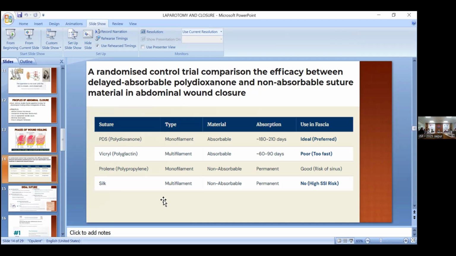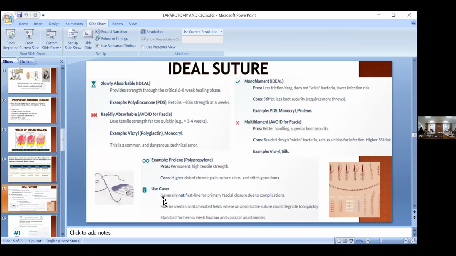From the RCT, they concluded that an ideal preferred suture for fascial closure would be an absorbable monofilament suture, but one that has a delayed absorption so that we are able to overcome the critical phase of wound healing. Vicryl absorbs too fast and is found to be a very poor suture for abdominal closure. Silk is a braided suture and carries a very high risk of SSI and should be avoided for abdominal fascial closure. Prolene is also a good suture, though it is non-absorbable, and can be used in cases where we are applying a mesh, but for routine abdominal closure, it carries a higher risk of sinus formation.